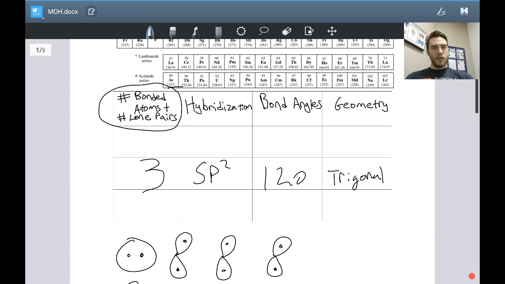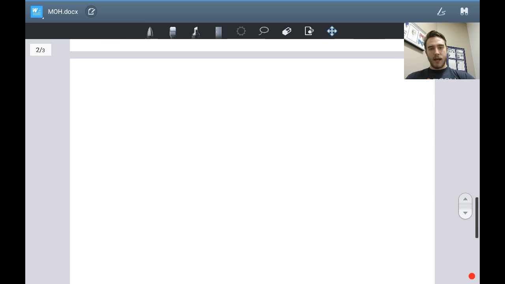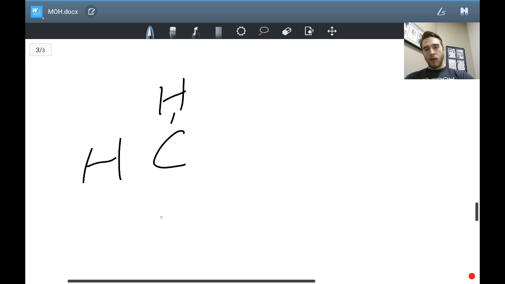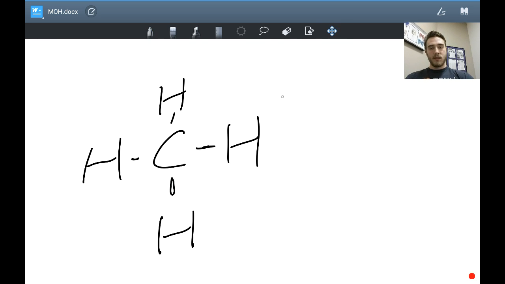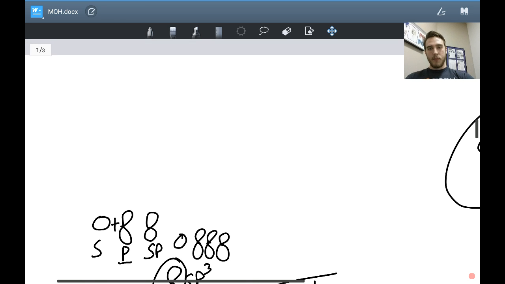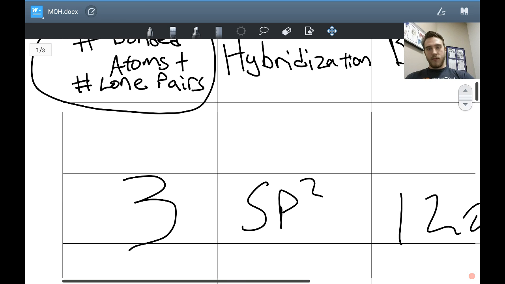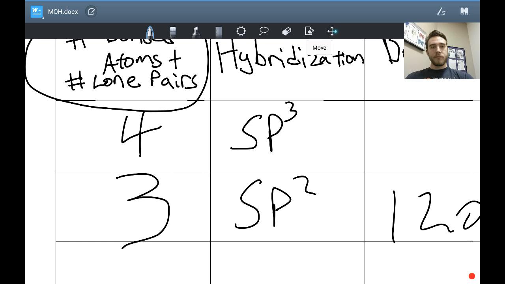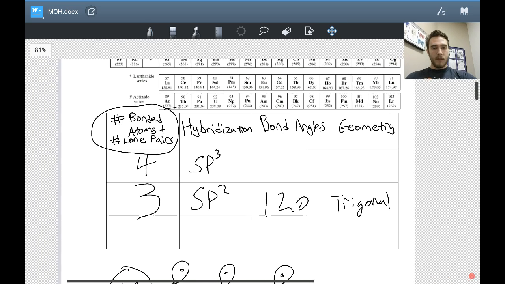Okay, now let's do another example. Let's say we had a methane molecule. Methane is just C with 4 H's. Now let's start off by counting the number of bonded atoms and lone pairs. We see that there's 4 H's bonded with no lone pairs. This is a neutral charge. Going back up to our table, we could write in 4. And given that there are no pi bonds or lone pairs, we could assume that the hybridization is sp3 for that carbon.